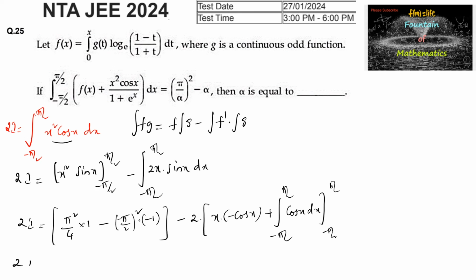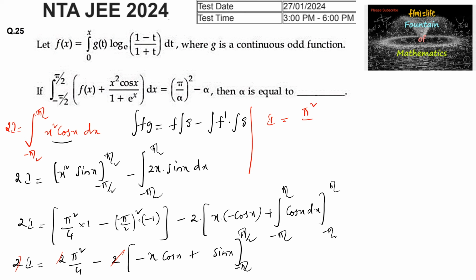So we can write 2I is equal to pi square upon 4, and here it is minus of minus, plus pi square upon 4, that is 2 times pi square upon 4, minus 2 times of minus x cos x plus integration of cos x is sin x over the limits minus pi by 2 to plus pi by 2, or we can remove the 2 here. So we can write I is equal to pi square upon 4 minus, or minus of minus here, plus x cos x, and here it is minus sin x over the limits minus pi by 2 to plus pi by 2. Let us substitute it.